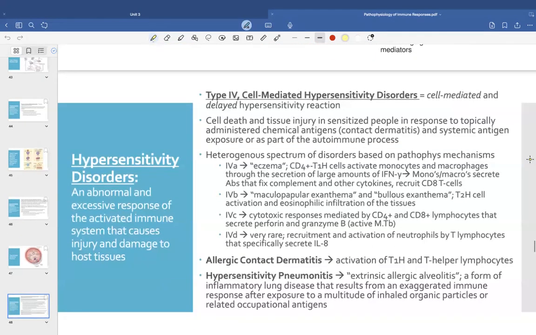All right, we'll end with type 4 reactions. Maybe I shouldn't even start this. Yes, I have to. Okay, sorry. I have to, because, have you covered tuberculosis yet? Yes. So your type 4 is cell mediated. Your T lymphocytes, and we talked about this, and it's delayed. So cell mediated and delayed.